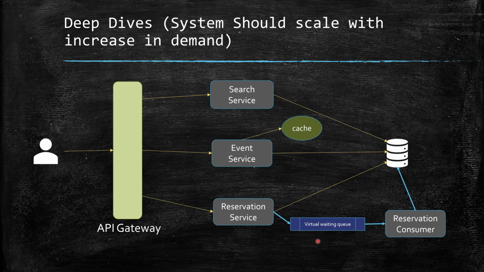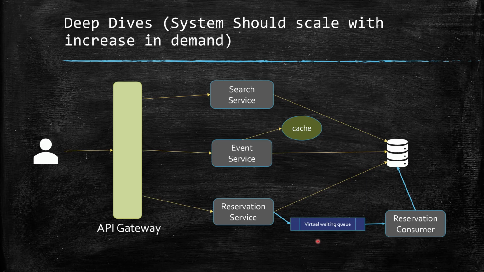So it is a virtual waiting queue. Your users will eventually drop off from the system, and this is only going to come into the data flow path when a certain threshold of limit is reached. Then you will start putting the requests from the reservation service into the virtual waiting queue. And you put the events in the virtual waiting queue. On the other side, you have a reservation consumer, a consumer pulling data from that queue and processing the reservation requests.